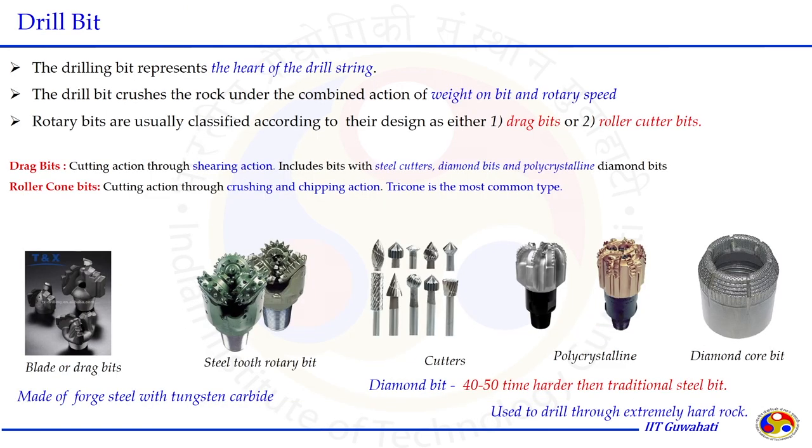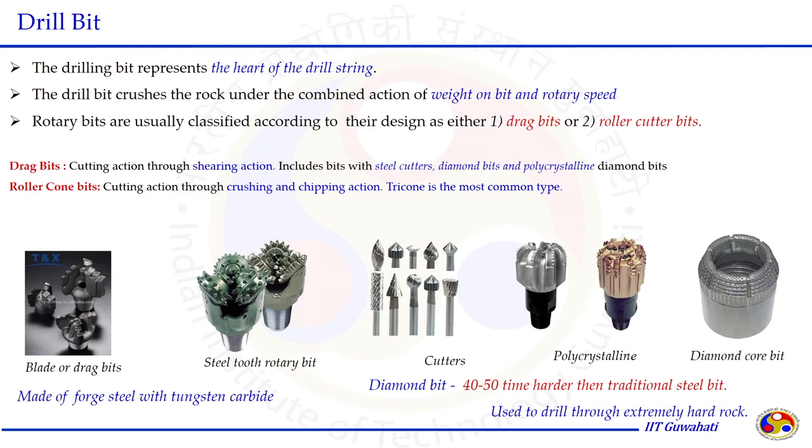Among the components of the drilling process, the drill bit is one of the main components. The drill bit represents the heart of the drilling string. The drill bit crushes the rock under the combined action of the weight on the drill bit and the rotational speed at which the drill is rotating inside the hole.